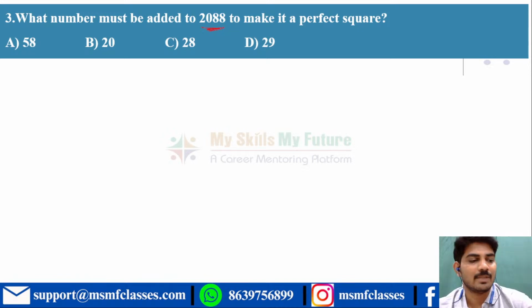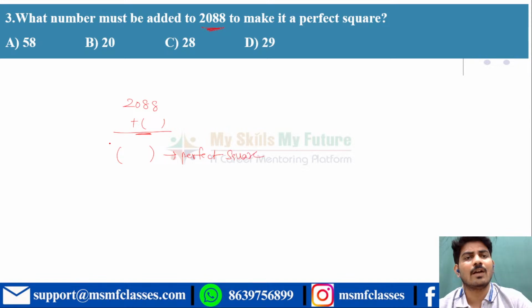Okay, let me give the explanation here. What is the number given here? 2088. For this number, we need to add some number, so that after adding we get a perfect square. Suppose I check all the options which are given here.